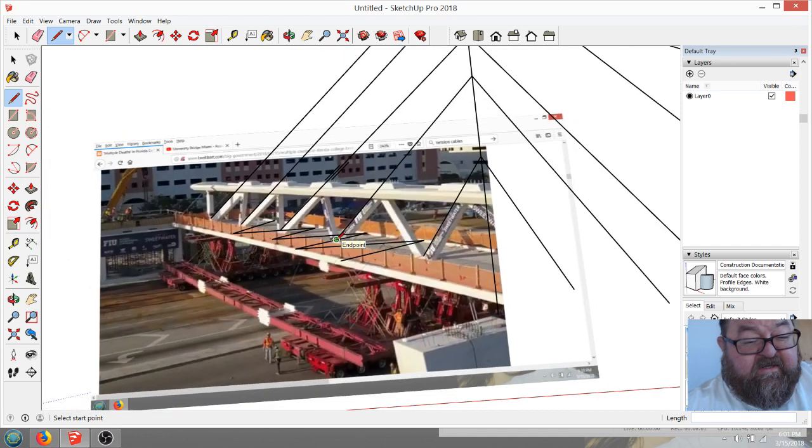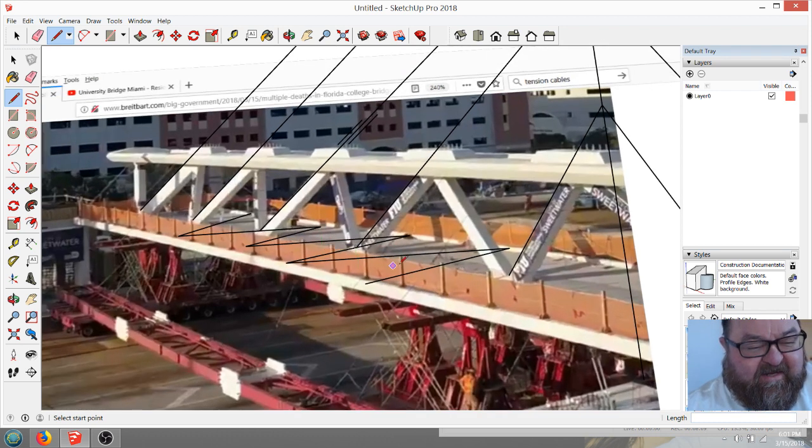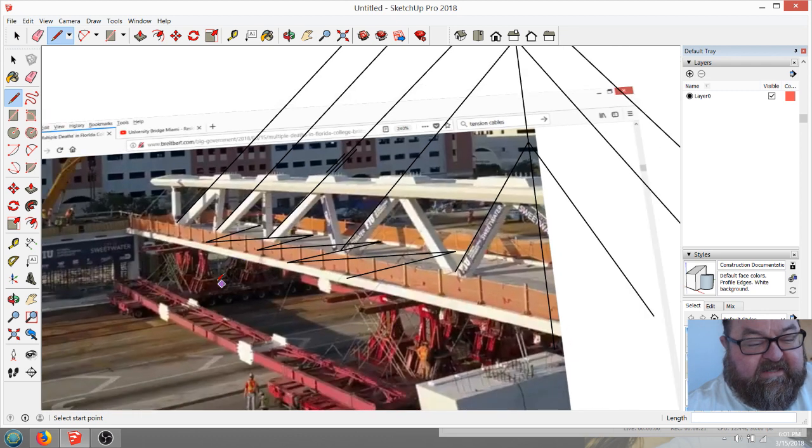So anyway, honestly, I'm just a simple contractor. But if I had been this contractor, I would have resisted the idea of removing temporary supports. I would have wanted some temporary supports. I would have just kept the road closed and kept these supports under here and gotten this structure up, gotten these cables up.